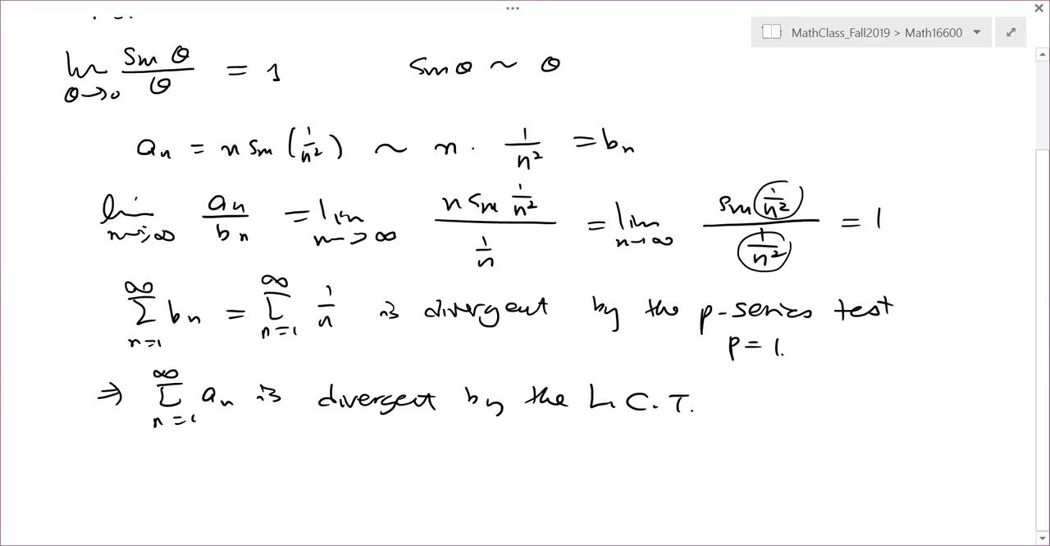If you think that you can use the limit comparison test, then you find the limit. Then you say the series you find out is divergent by some test.